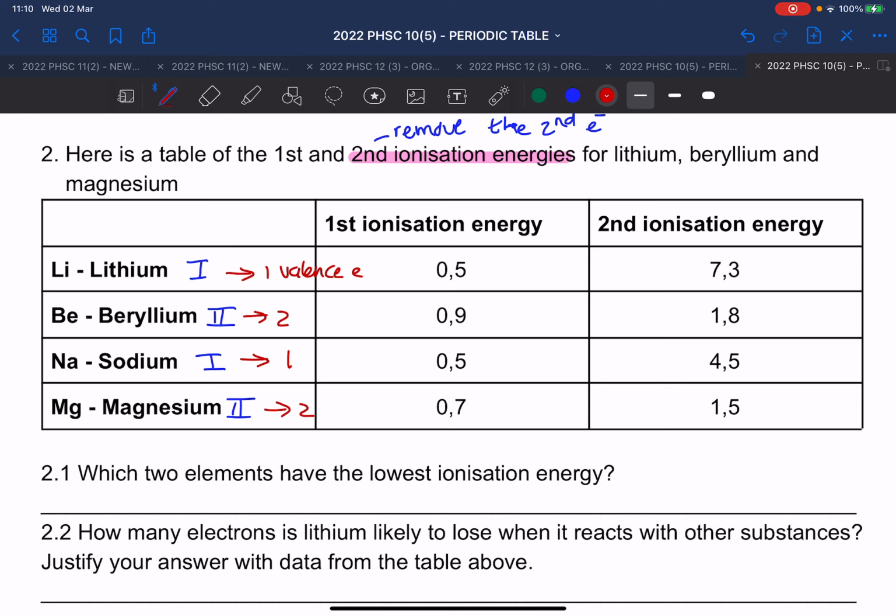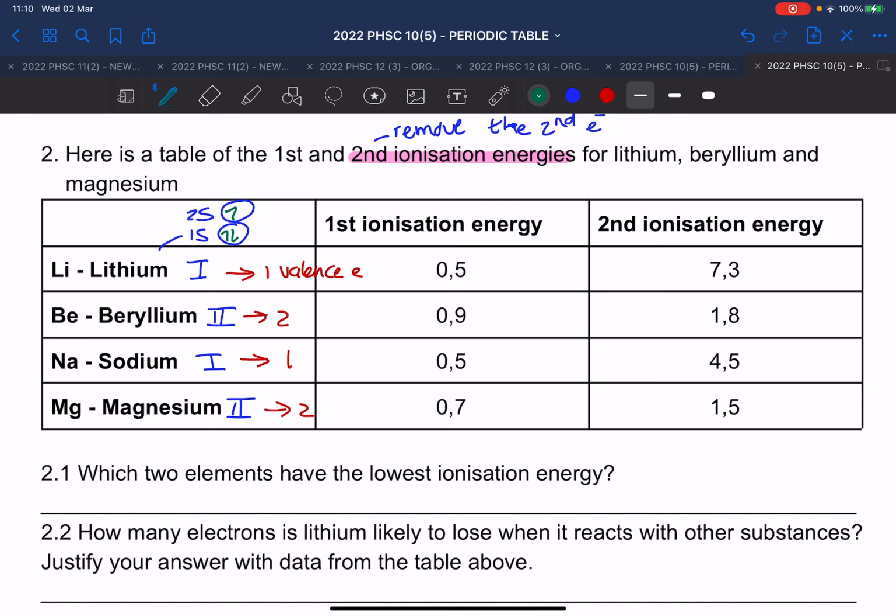But if you look at lithium, second ionization energy is very high. Why? If we look at lithium, it has 1s, 2s, it had 3 electrons to start with. So to remove that valence electron will require little energy. But to remove the second electron will require a lot of energy. Why? Because the second one is in the first energy level.